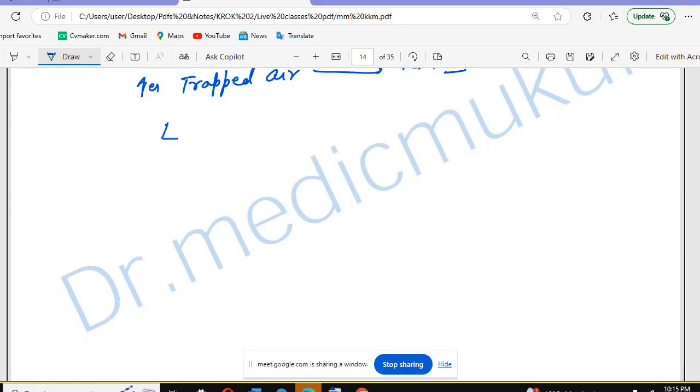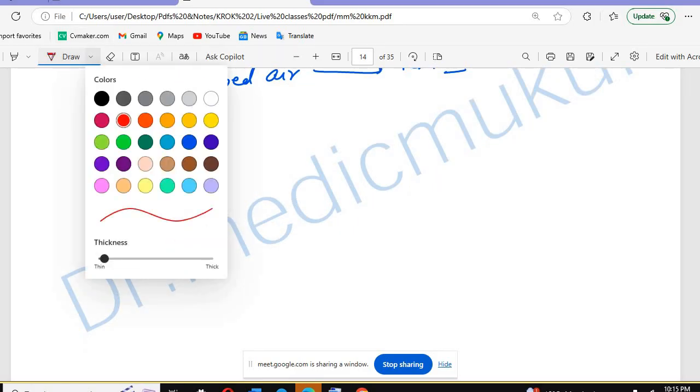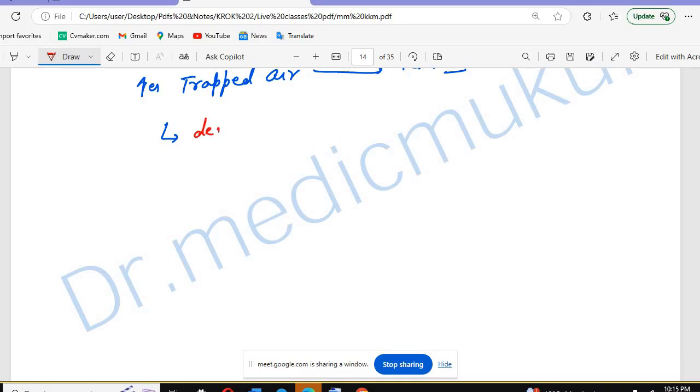So this increased trapped air deviates the trachea away from the affected lung. This is very important because sometimes they will give you the tracheal deviation, and in the question they will write tracheal deviation to the opposite side. So tracheal deviation away from the affected lung means opposite from the affected lung.